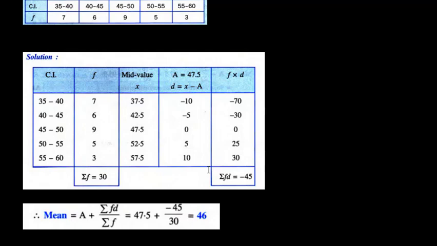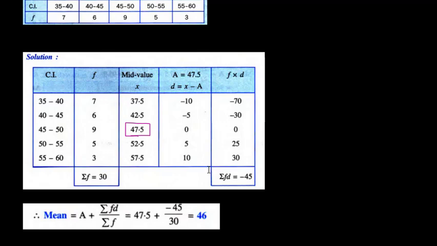Then here we have to assume some value. Now this 47.5, generally this middle value we try to take. If we have an odd number of data, then take the middle value. So 47.5 we have taken. Then my d will be x minus a. Like here 37.5 minus a, which is 47.5. So 37.5 minus 47.5 will give me minus 10. So minus 10, minus 5, 0, 5, 10.